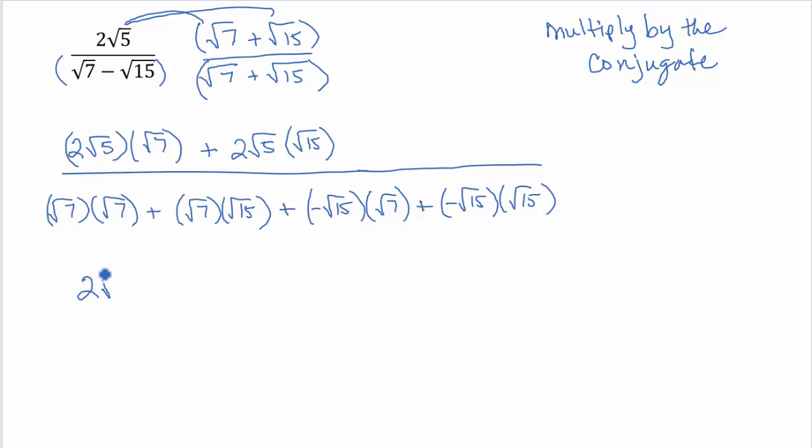So this would be 2 times the square root of 5 times 7 under the radical, 35, plus 2 times the square root of 5 times the square root of 15 would be 2 times the square root of 5 times 15 is 75, over. Now what do we have on the bottom? The square root of 7 times the square root of 7 is 7. The square root of 7 times the square root of 15 would be the square root of 105.